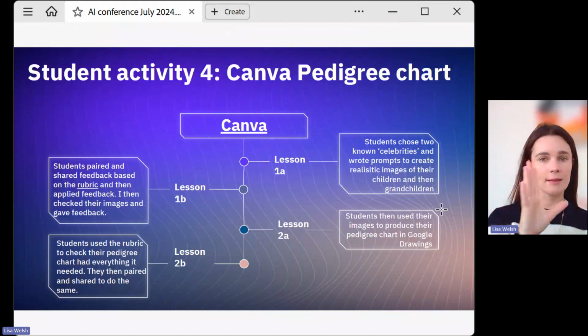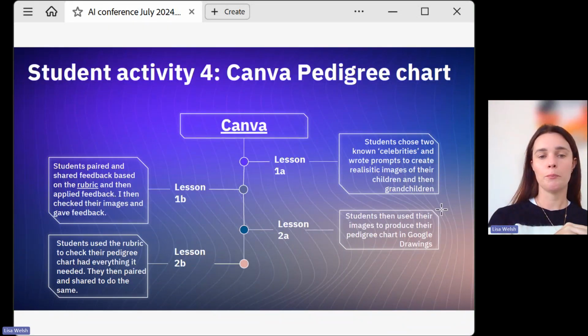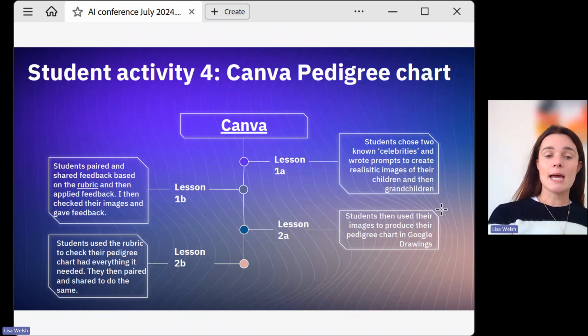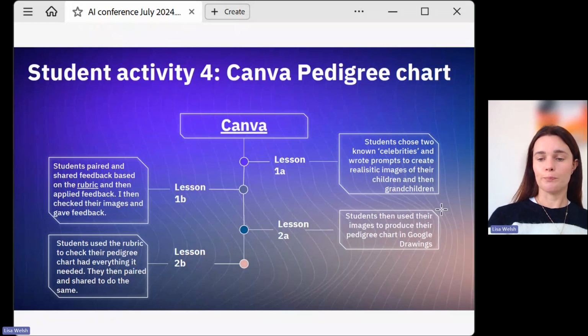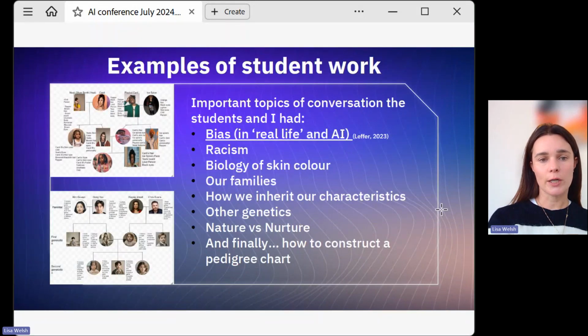Again, this is all verbal. So formative feedback, if you like. So that was the first lesson. And then the second lesson, they started making their pedigree charts, and they used Google Drawings for that. But again, you really could use anything for that. And then in the last part of the lesson, they used their rubrics again to make sure that everything was good to go. So we've got some examples of student work here.